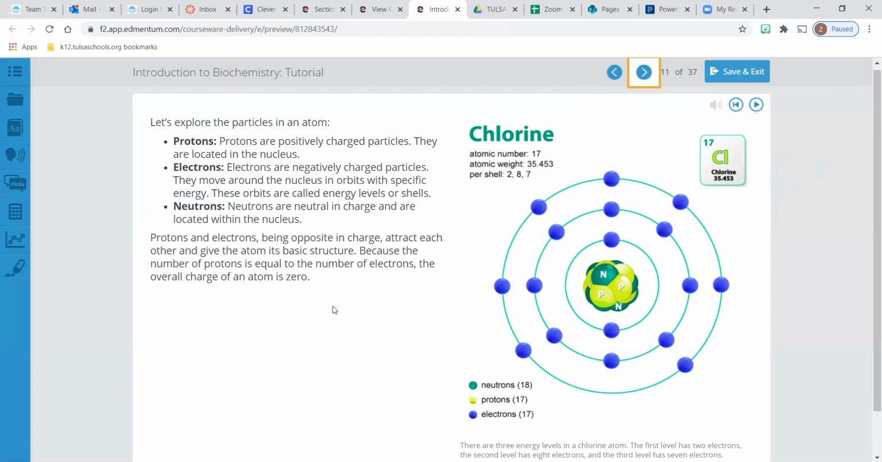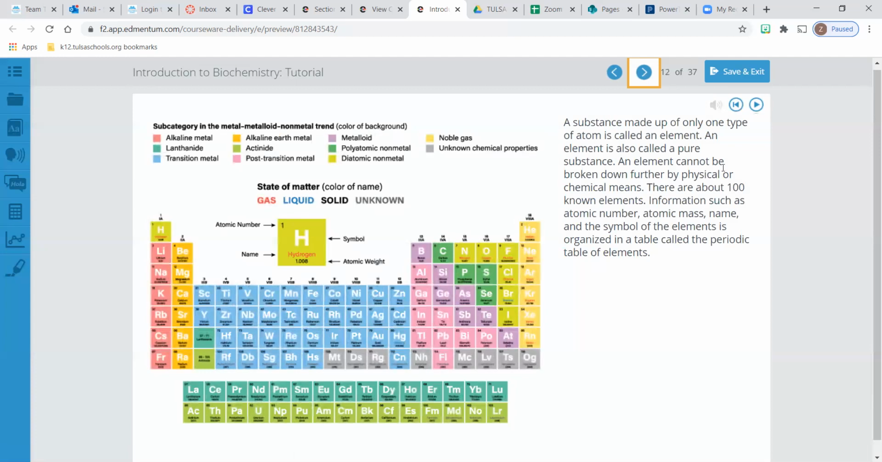But it's important to note that the number of protons is equal to the number of electrons. And the overall charge is 0, because positive cancels out negative. Makes sense, yeah?